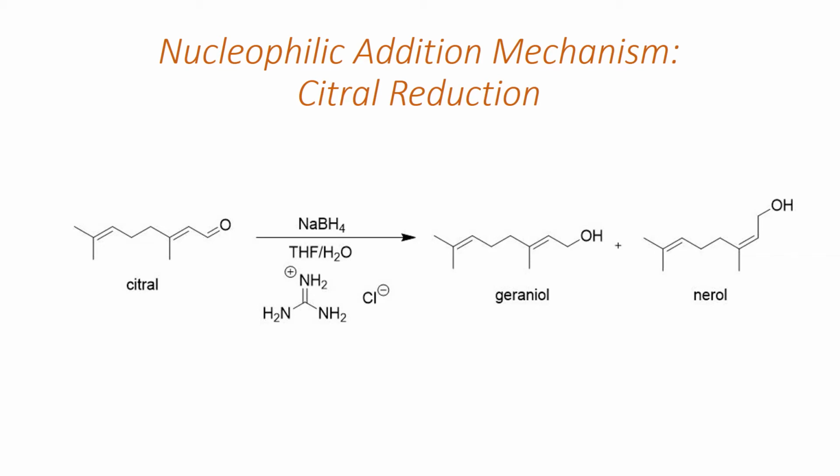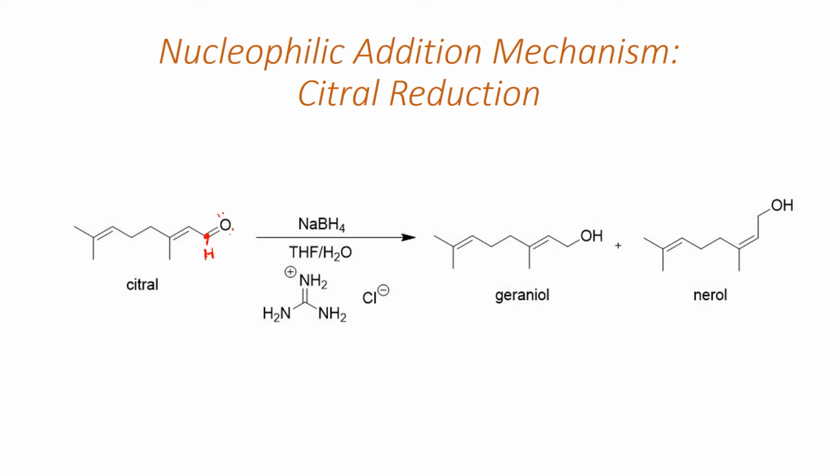Okay, so we're going to do the nucleophilic addition mechanism that is involved in the reduction of citral. This is the reaction that we did this week. So we've got citral, which is an aldehyde. It's got a carbonyl on the end. It's got a hydrogen here, carbon, double bonded to an oxygen.